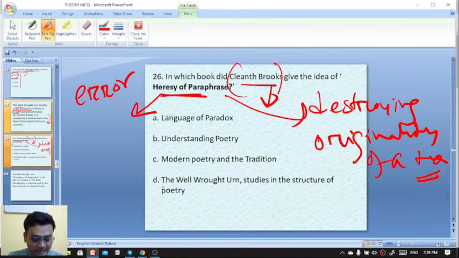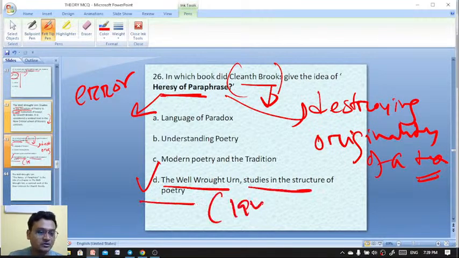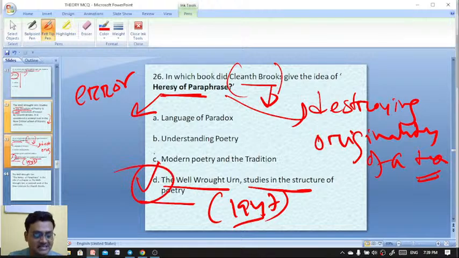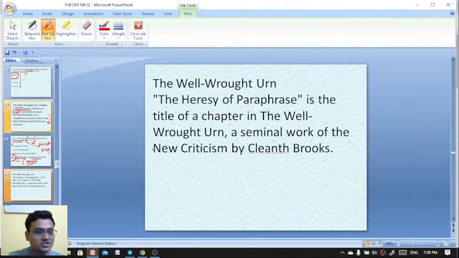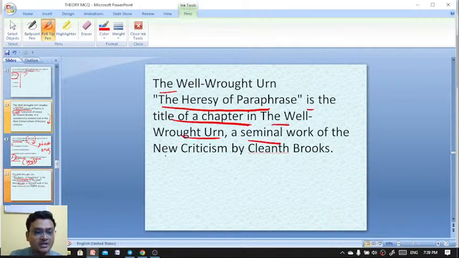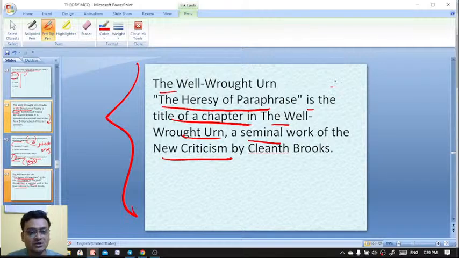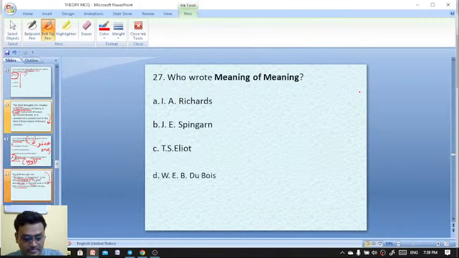It's The Well Wrought Urn, exactly, well done. It's The Well Wrought Urn: Studies in the Structure of Poetry, published in 1947. This is the work where he has given this concept. I'm telling you, these questions are also very, very important for the UGC NET exam. The Heresy of Paraphrase is the title of a chapter in The Well Wrought Urn, a seminal work of the New Criticism by Cleanth Brooks, where he has given this concept.